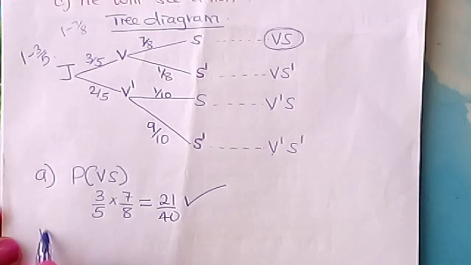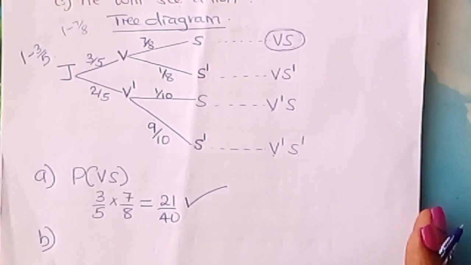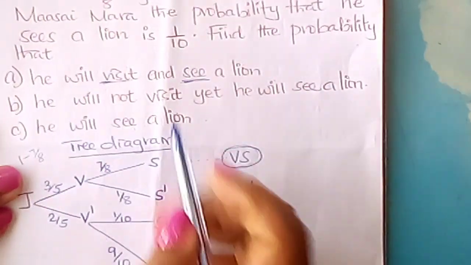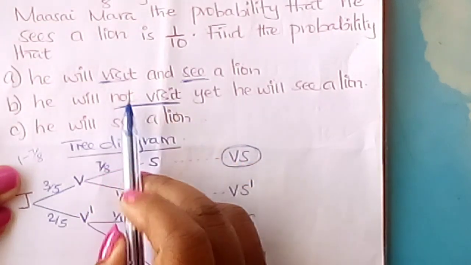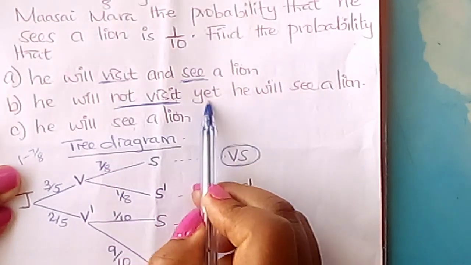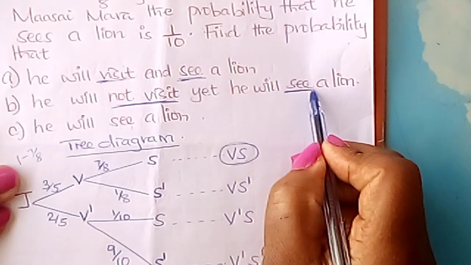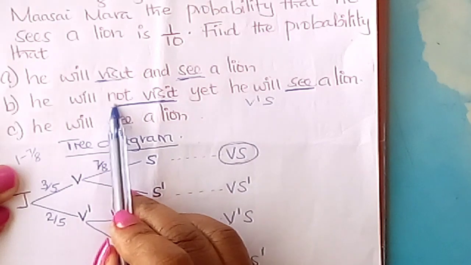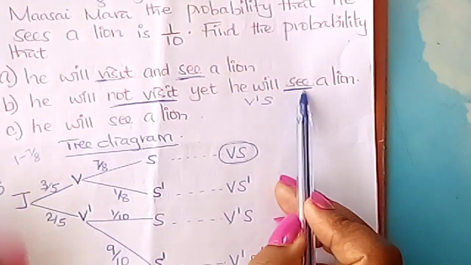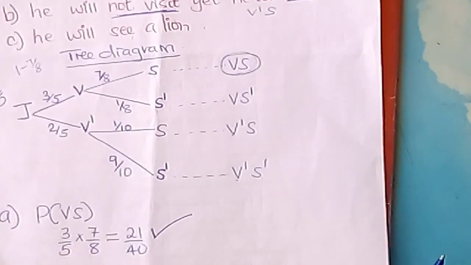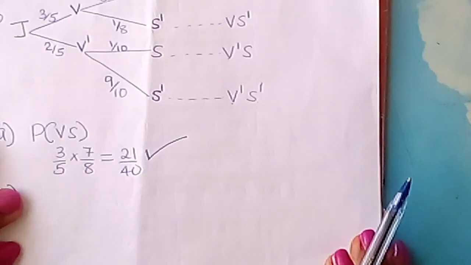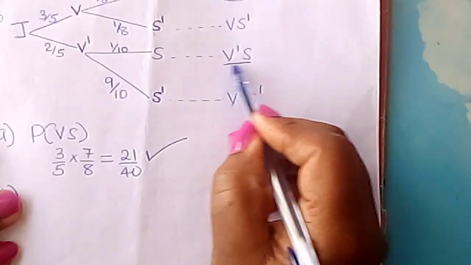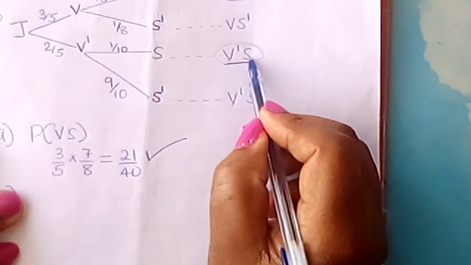We go to the second question, learner. The second question reads: find the probability that he will not visit, yet he will see a lion. So we are talking about V prime and S. He will not visit and he will see. V prime and S. Where is that? V prime is here, and S. He will not visit, yet he sees.